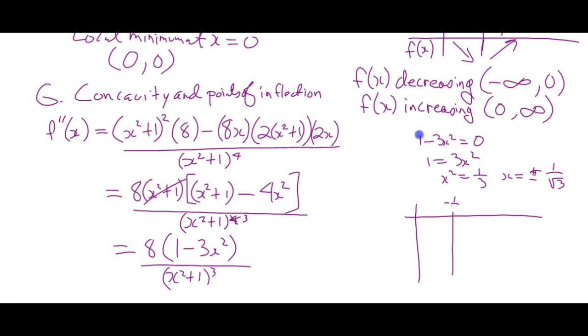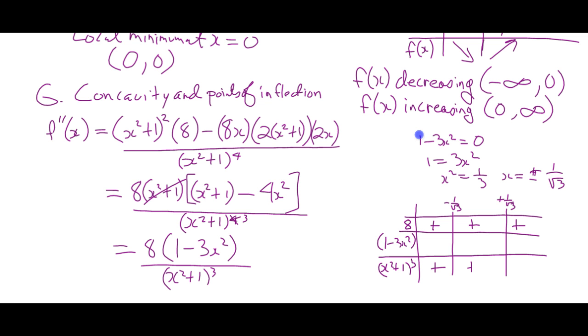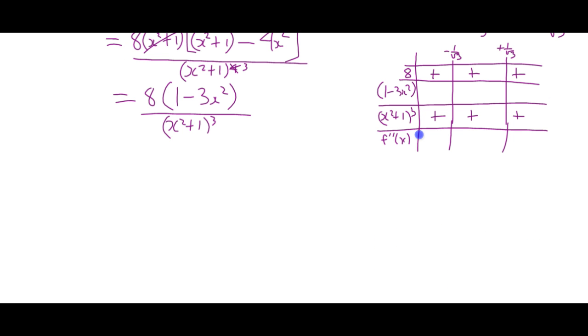And we've got negative 1 over root 3. We've got positive 1 over root 3, or if you like, root 3 over 3. It doesn't really matter. And we've got an 8. And we've got a 1 minus 3x squared. And we've got something that's always positive. And that will tell us what the sign of F double prime is, which then provides us information on f of x.